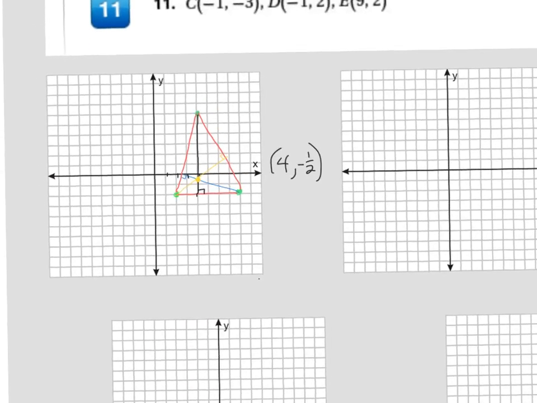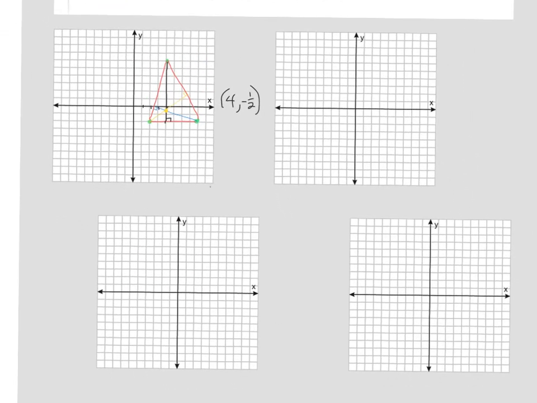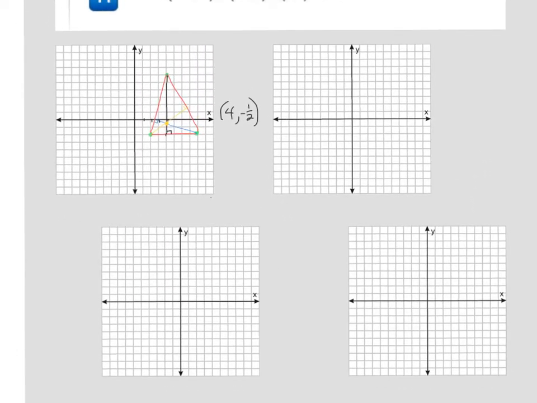I'll do those other 3 examples. And I posted a review. It's the one from your book. So use your book to get your answers.